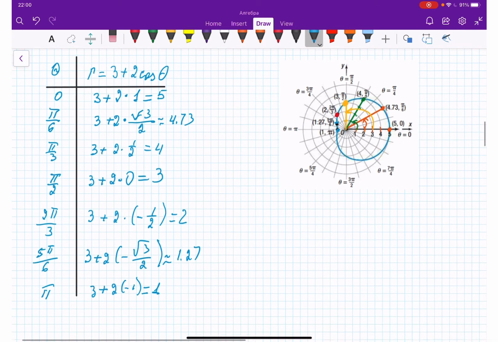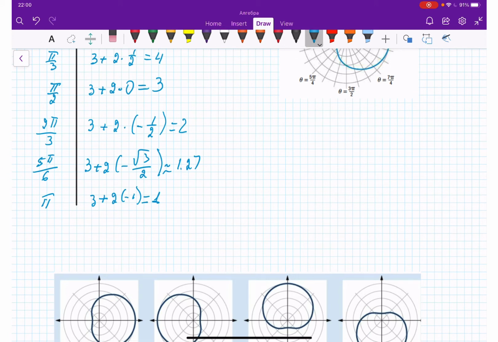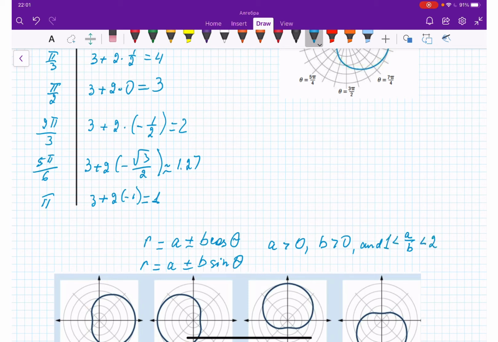Now let's look at formulas for one loop limacon. The formulas are as follows. R is equal to A plus minus B cosine theta, and R is equal to A plus minus B sine theta, where A is greater than 0, B is greater than 0, and what's the proportion between them? The ratio A over B is greater than 1 and less than 2. So the ratio is between 1 and 2. That's the formula for limacon with one loop.